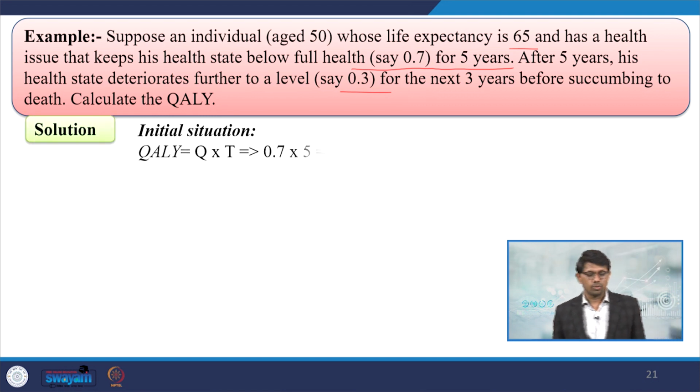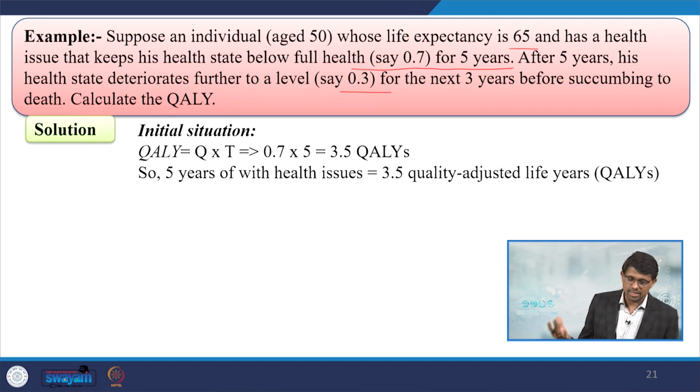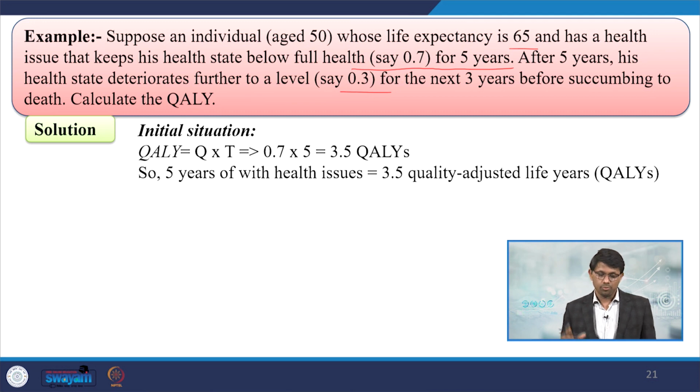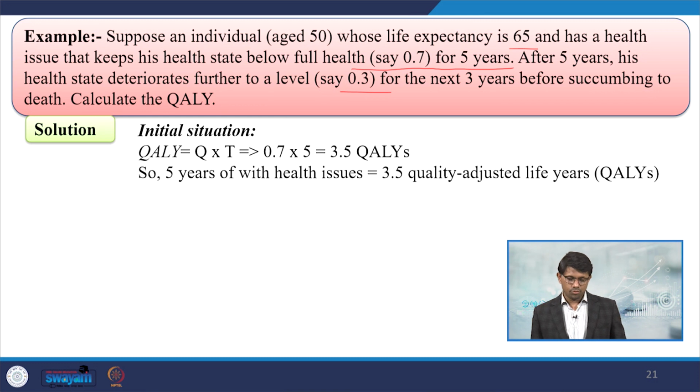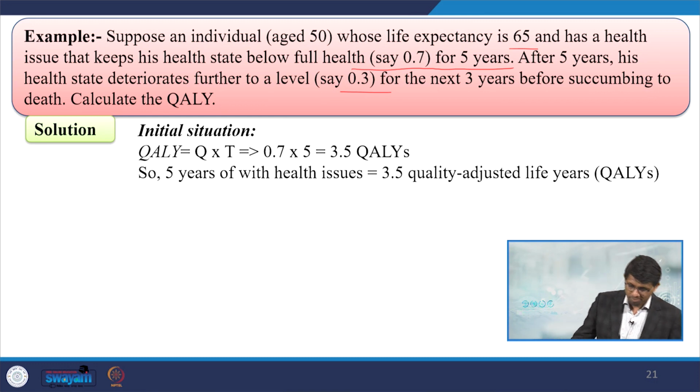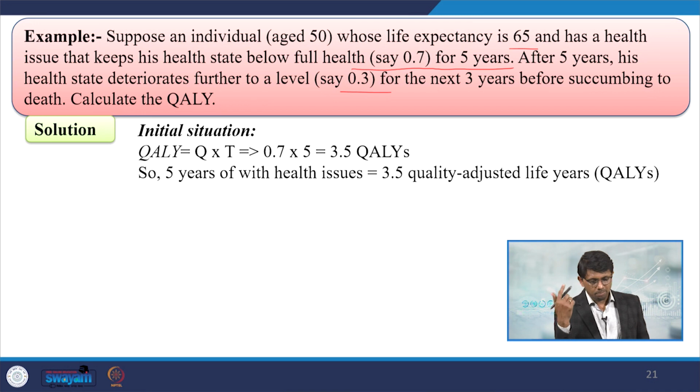So, then let us calculate QALY. In that case simply QALY is Q times T, and we have already mentioned Q is a fraction that varies from 0 to 1, and T is in absolute years of lifespan. So, here we said Q is 0.7, and hence it is actually 3.5 QALYs for 5 years of living with health issues, that is 3.5 quality adjusted life years.